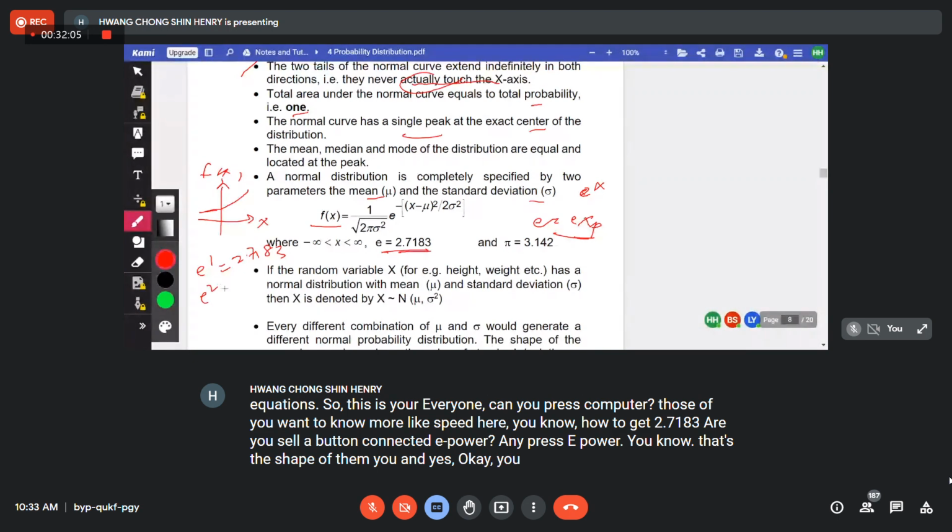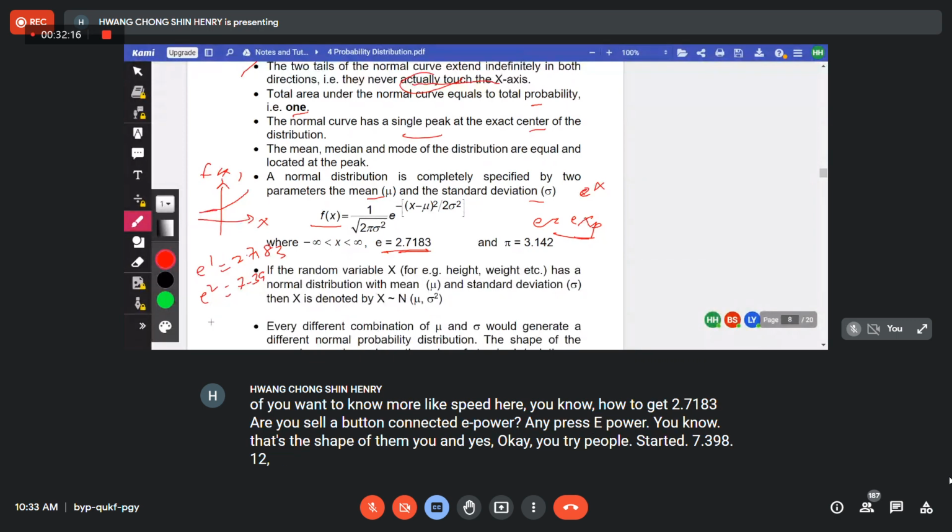Okay, you try E power 2. 7.1. 7.39. You see, you try E power 3, 20 point something. That's why you see your curve here getting bigger.